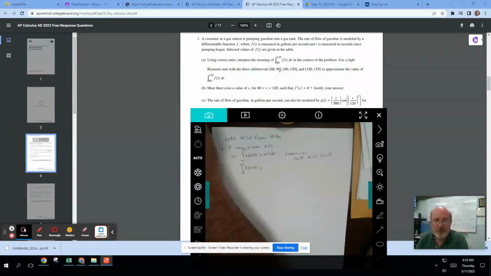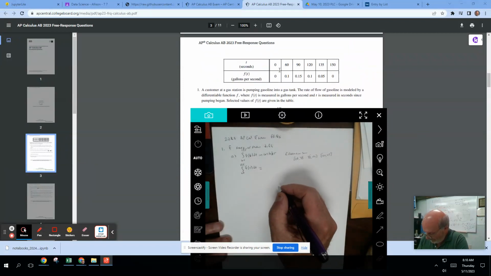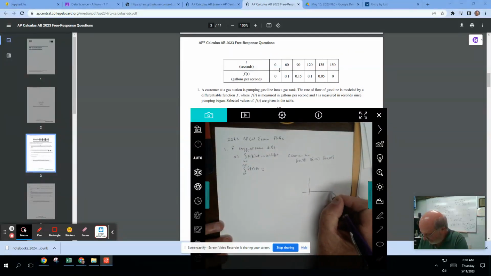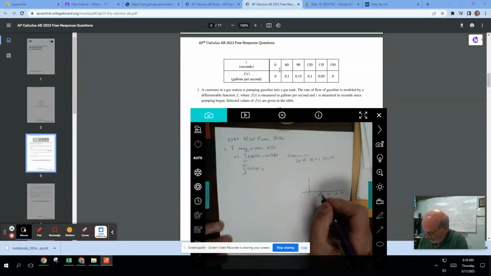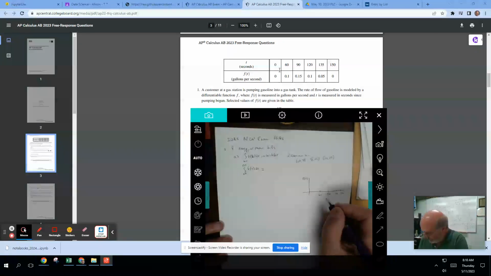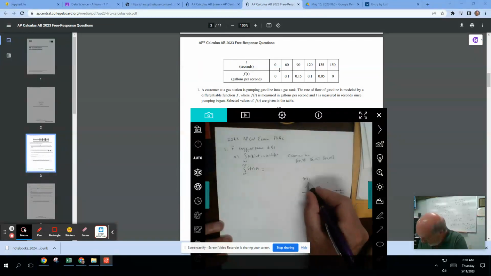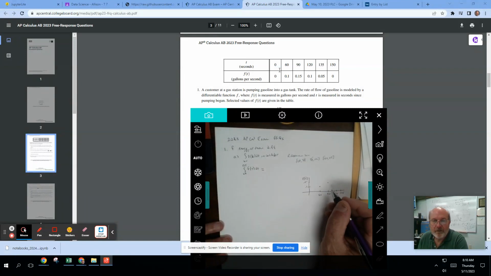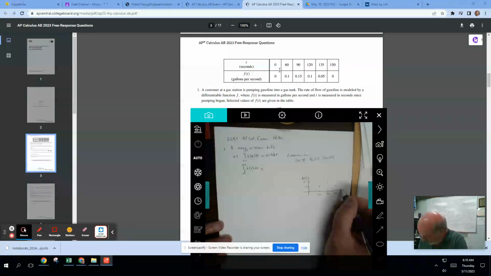Let's go back to the table real quick. We're going 60 to 90, 90 to 120. So I'm going to go ahead and plot this. We'll call this 60, this 90, this 120, and this 135. And it looks like f of t is 0.1 at 60, 0.15 at 90, 0.1 at 120, and 0.05 at 135.